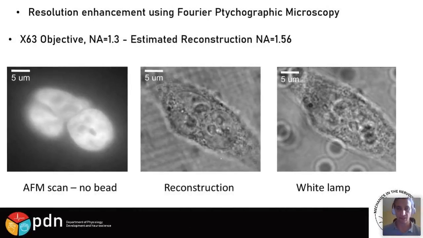Also, like in the presentation before me, we could reconstruct the compartments and the vesicles inside the cell. On the left, you can see a Hoechst stain of a human glioblastoma cell. In the middle is our reconstruction, and you can see how it follows the same compartments inside the cell. And on the right, the white lamp, which does not show them.